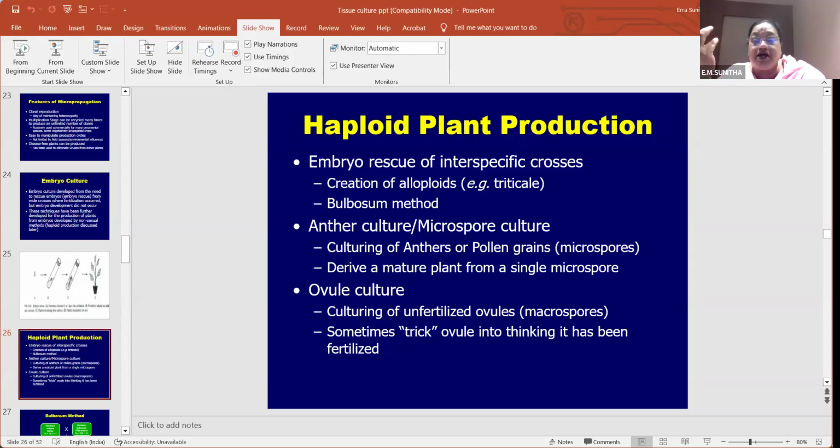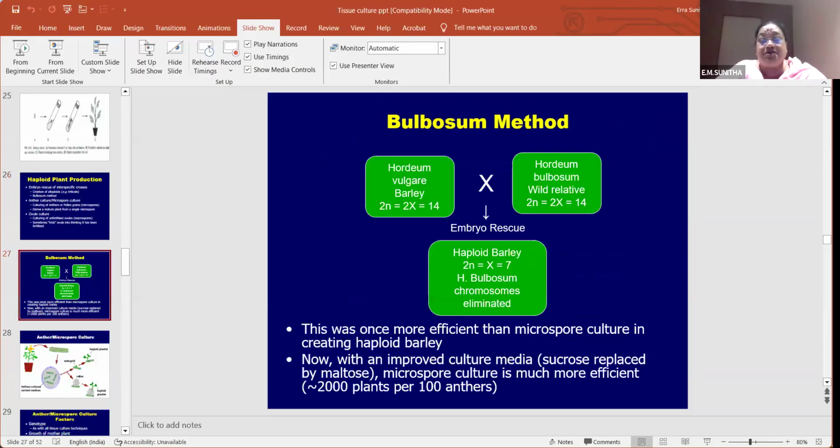From the ovule culture also you will be getting the haploid plants. Plants will be produced, but seeds will not be produced, even after doubling the chromosomes. So here you will have the advantage of producing seedless variety grapes, seedless variety of watermelons. All these can be exploited from this haploid production. So we will see this bulbosum method of haploid production.